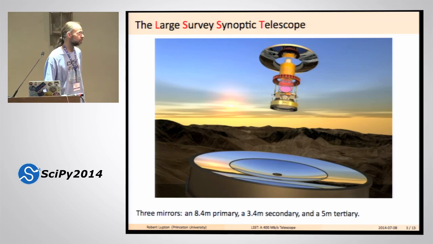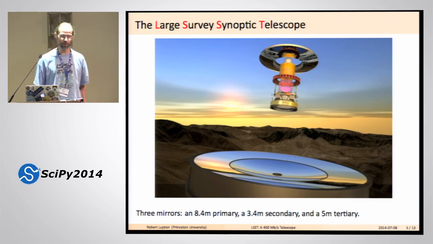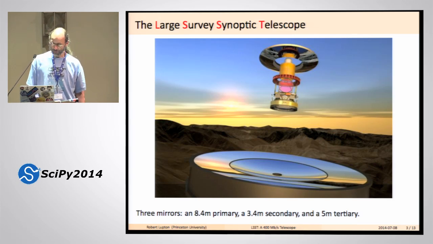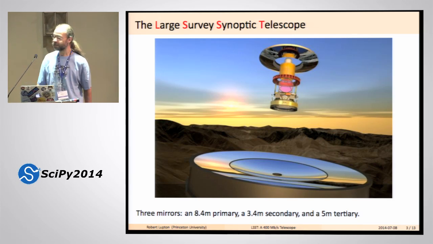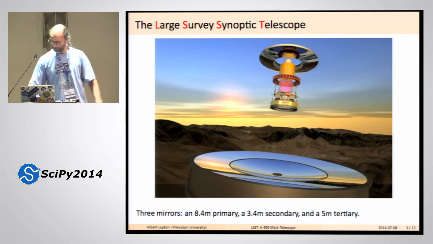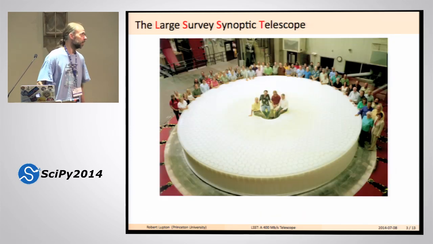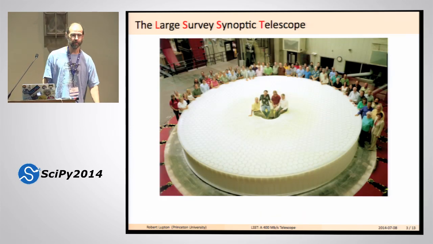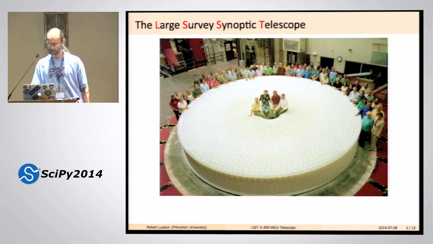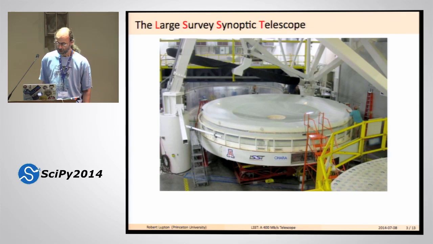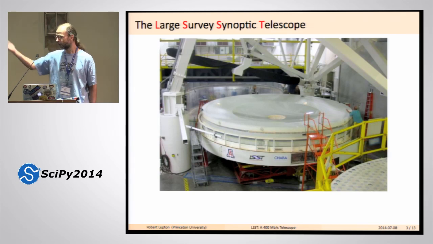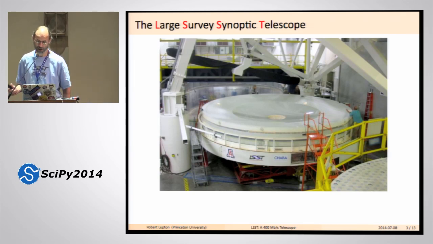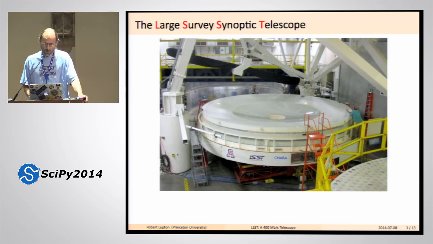This is what happens if you waste too much CPU time on making pretty pictures of the optics of a telescope. The sky does not look like this down in Chile. It's clear all the time. It's a real project. Here is the primary mirror. That's an 8.4-meter mirror with people sitting in it, some of whom are Jake Vanderplas' colleagues at the University of Washington. That's what the mirror looks like if you grind the center part of it out. That's actually what the mirror looks like with the tertiary cut into the center.